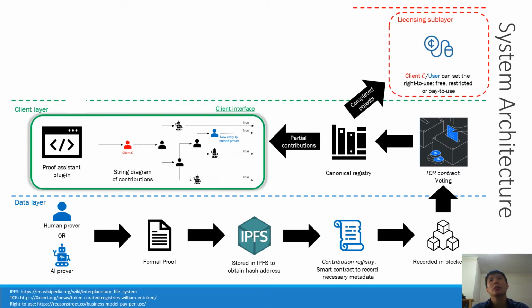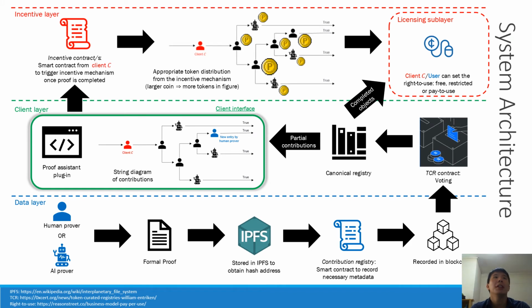So when the formal proof file has been decided to be included in the canonical registry, it can be either a completed object or a partial contribution to a bigger proof. For a completed object, the user can set the right of use, whether it is free to use, restricted, or you need to pay some amount to import the file. For a partial contribution to a bigger proof, a proof assistant plugin can be installed such that any user can see the current progress of the new proof, and the string diagram of contribution will show the linkage between the prior imports and the future subsequent imports that will eventually link all the proof together.